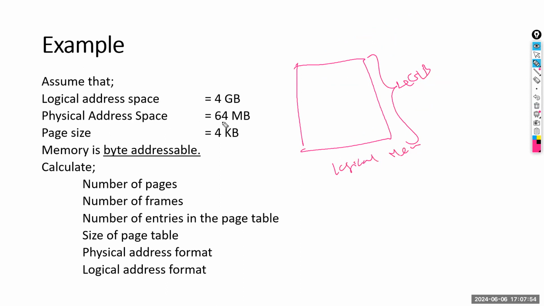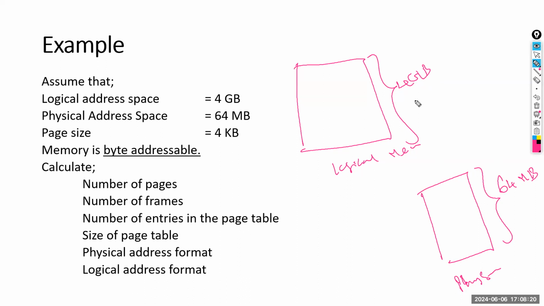Physical address space is 64 megabyte. So I told you physical address is usually smaller. That is the real address, physical. Right? Physical address. That is your RAM. So assume it is 64 megabyte. And convert everything into the same unit, preferably byte. Otherwise you mess it up. Okay.